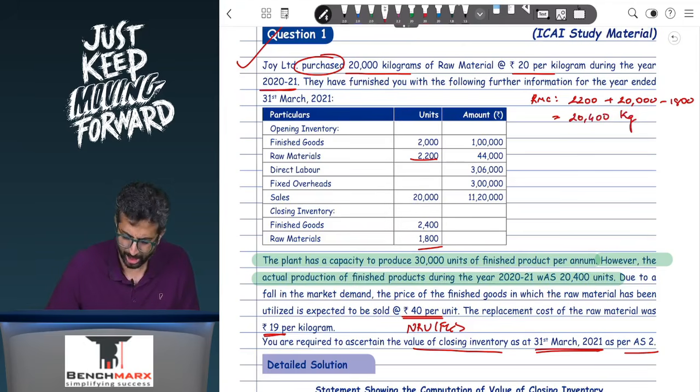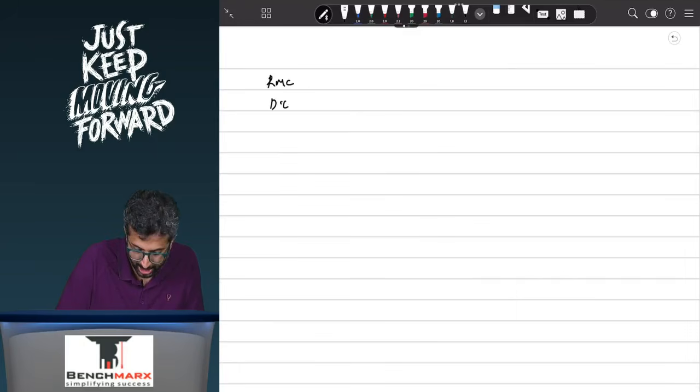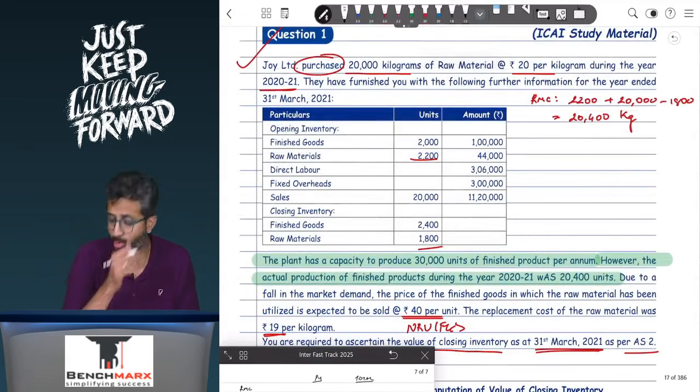Okay, so if I want to find the cost per unit for the closing inventory, I'll have to find the cost of the finished goods. I can do that on a per unit basis, or I can even do that on a total basis. Like for example, I will say raw materials consumed plus direct labor plus, let us say, fixed overheads. So over here I can do this on a per unit basis, or I can even do this on a total basis. Remember, you are manufacturing 20,400 units for which you have consumed 20,400 units of material.